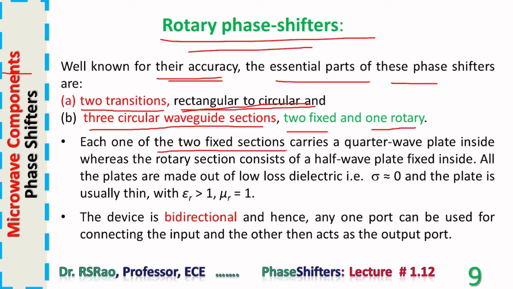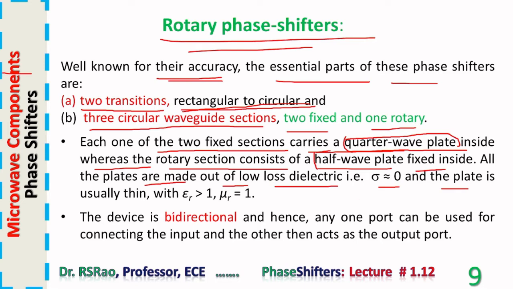Each one of the two fixed sections carries a quarter wave plate inside, whereas the rotary section consists of a half wave plate fixed inside. All the plates are made out of low loss dielectric, that is, conductivity sigma nearly zero, and the plate is usually thin with epsilon r more than 1, mu r equal to 1.